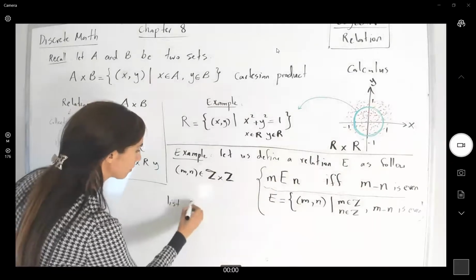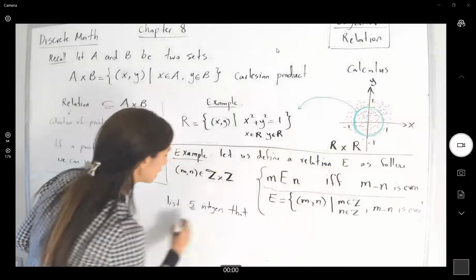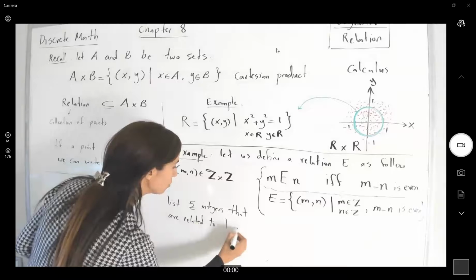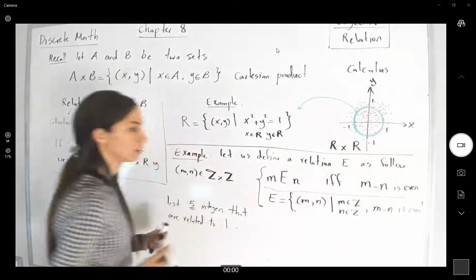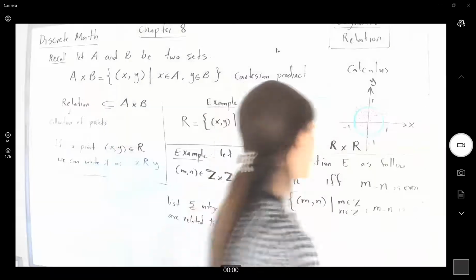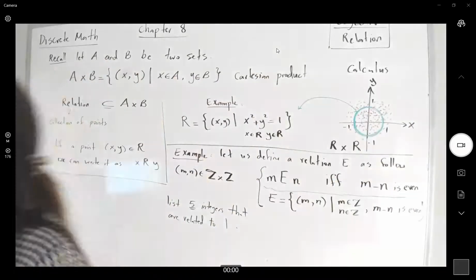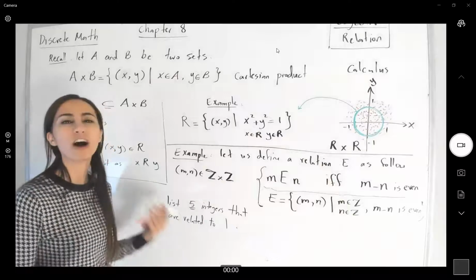List 5 integers that are related to 1. So we're looking for 5 integers such that when we subtract them from 1, the outcome is even. It just says, find just 5 integers.